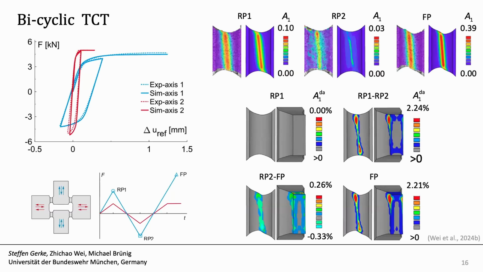Here we have bicyclic reverse experiments, meaning the second axis is also coming to compression. And this is the point I wanted to come back to. This is a critical point in this experiment because we are coming to compression loading in both axes, which might cause buckling. And this is limiting this experiment.